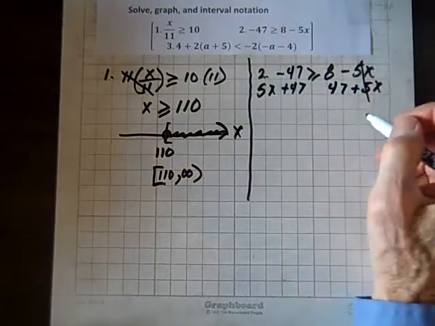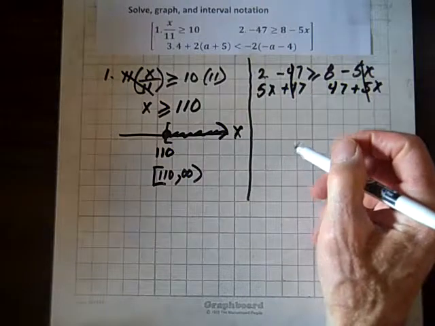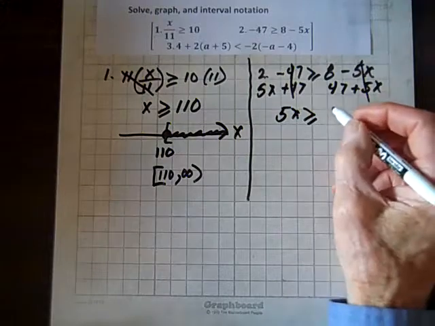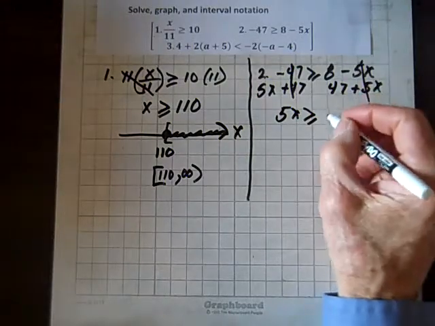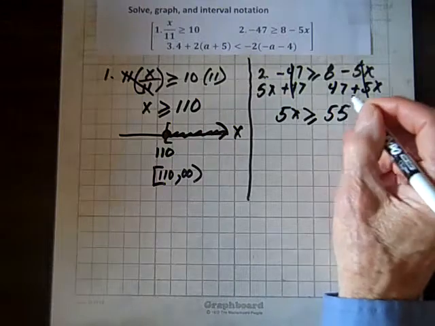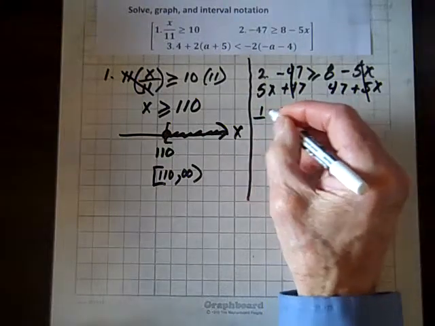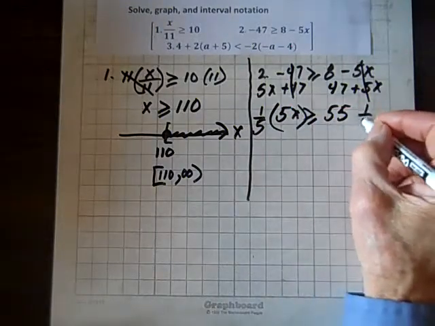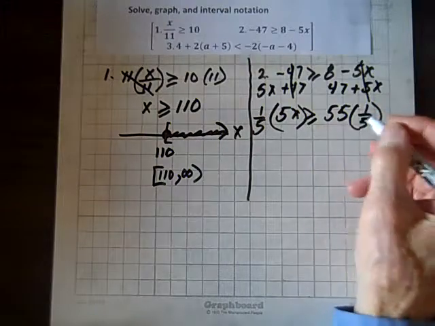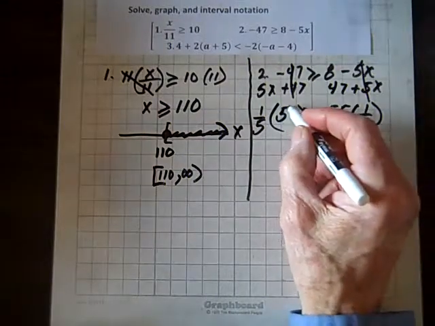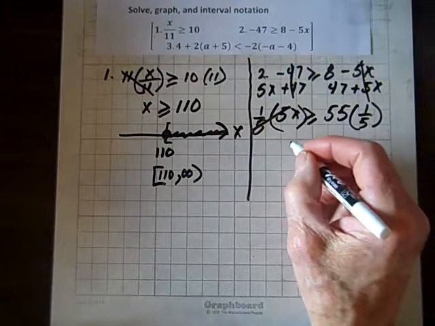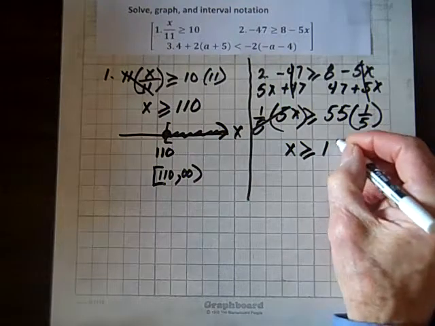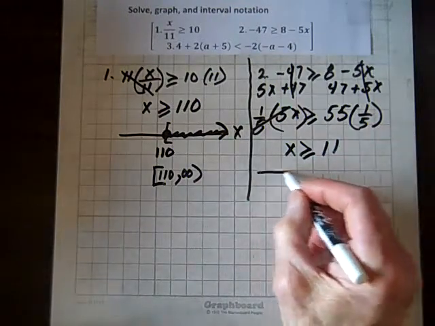Now here the 5x's add out. Here the 47's add out. And we get 5x is greater than or equal to, and 47 plus 8 is 55. And now we'll multiply both sides by the reciprocal of 5, which is 1/5, which is essentially the same as dividing through by 5. And so the 5's divide out, we get x is greater than or equal to, and 5 into 55 is 11.